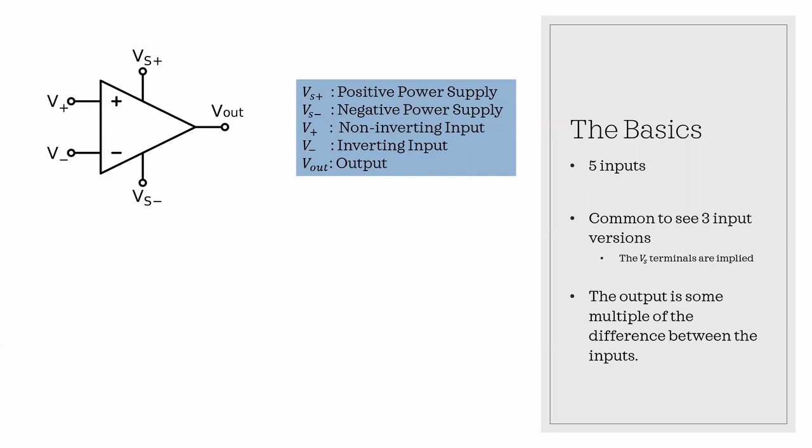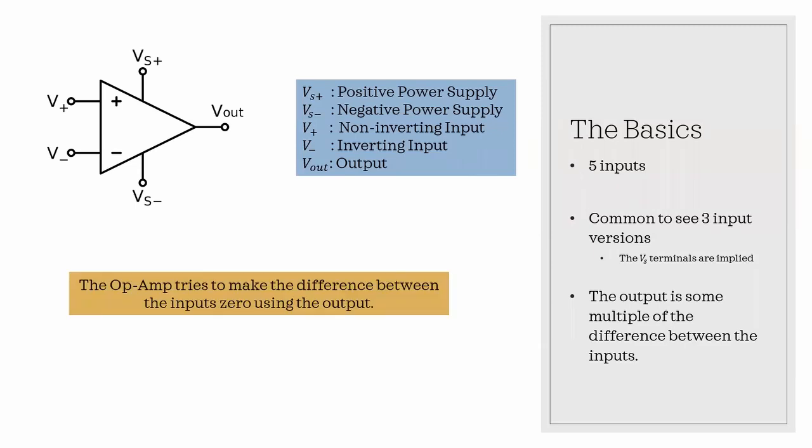What are these leads? The V plus and V minus on the left half of the symbol are the input terminals, where the plus corresponds to the non-inverting terminal and the minus corresponds to the inverting terminal. And why this is will become clear in a little bit. Vs plus and Vs minus are the power supply terminals, which determine the maximum or minimum output from the voltage out, labeled by V out.